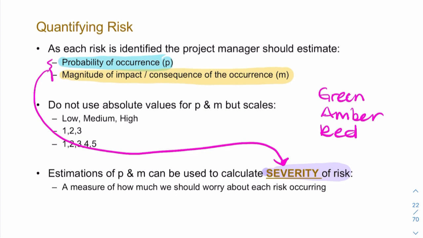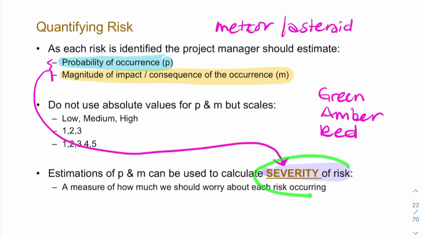So which is more important, the probability or the impact? Well, both of them contribute to the severity. So what's the probability of a meteor or an asteroid hitting Earth and cancelling my birthday party? Well, the probability is extremely low, but the impact is extremely high. So as a result, multiplying these two, you'd have a measure of the severity.